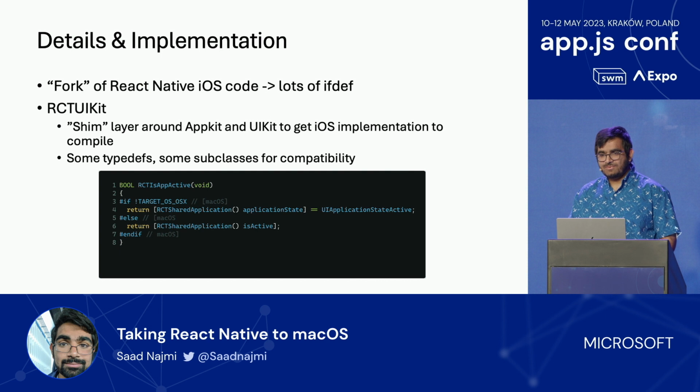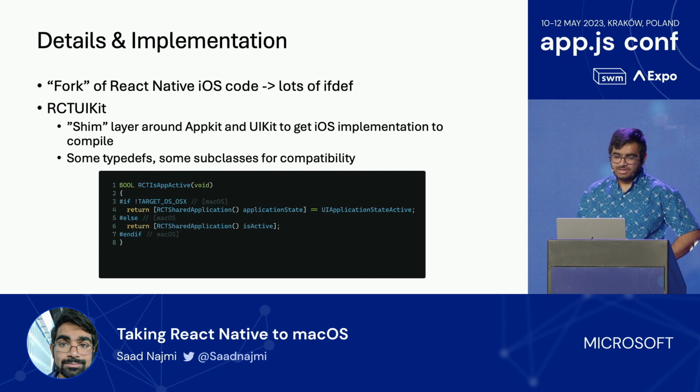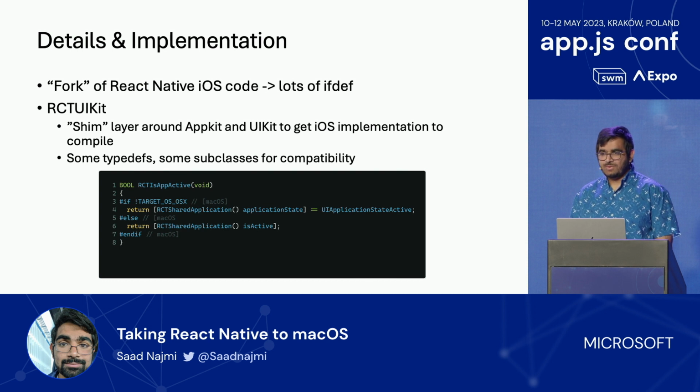Sometimes we'll have a type def for the AppKit to UIKit name if the two classes are similar enough. And sometimes we'll have a subclass where it's a wrapper class over, let's say, UIView. On iOS, it'll be UIView, and on macOS, it'll be NSView with a bunch of extra methods to make it more similar to iOS. It really is context dependent, and this shim layer, we call it RCTUIKit.